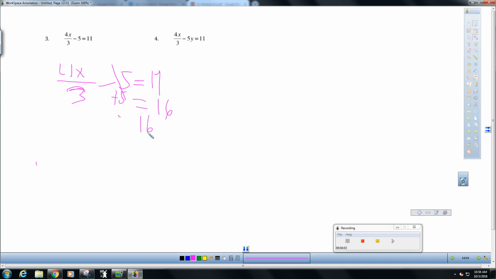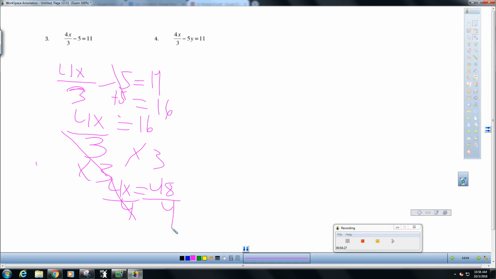16 equals 4x divided by 3, times by 3. 16 times 3 is 48. 48 equals 4x. Need to divide by 4. Divide by 4, and you get x equals 12. Plug that back in. I encourage you to plug it back in, and if you plug that back in, you will get 11.